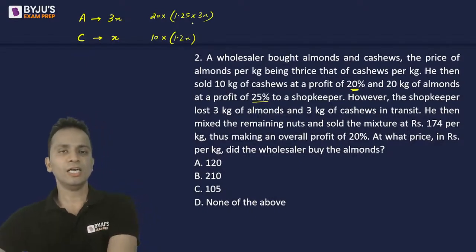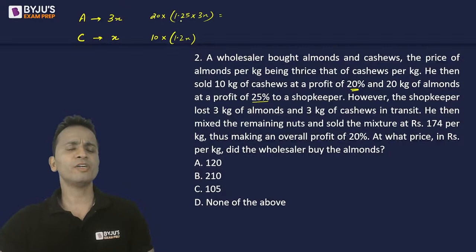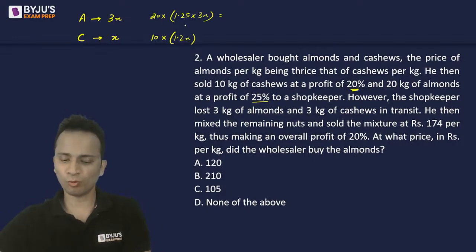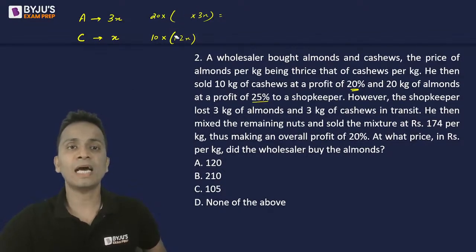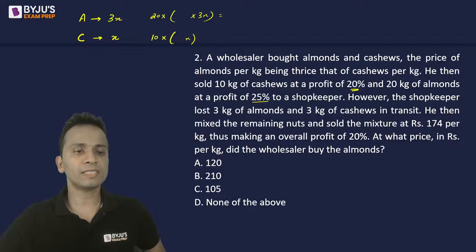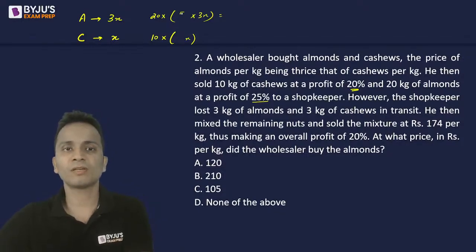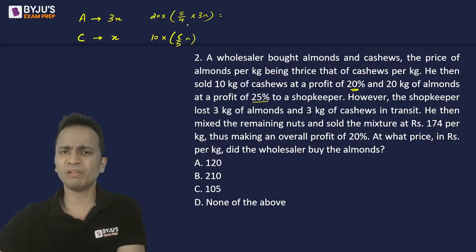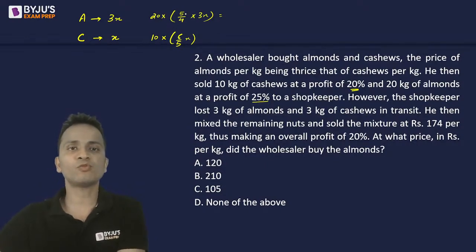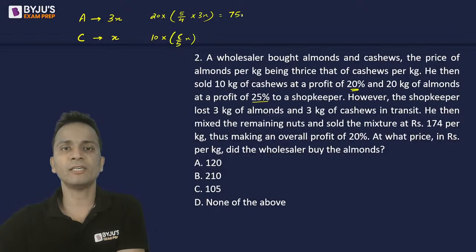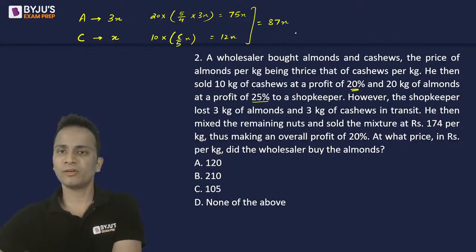So 1.25, you can write it as 5 upon 4 as well. If I write it as 5 upon 4, it will be easy. And similarly, 1.2 को अगर मैं 6 upon 5 लिखता हूँ तो that will be easy. So 5 upon 4 and 6 upon 5. Now let's simplify the price at which he has sold this entire quantity. So 75x यहाँ पे आ जाएगा, and this will be 12x. The sum of these two is equal to 87x, right?